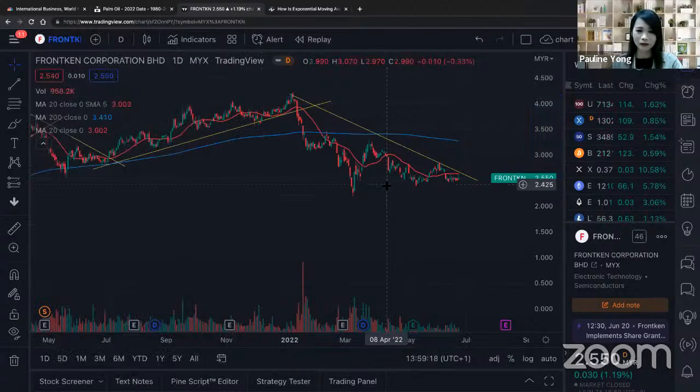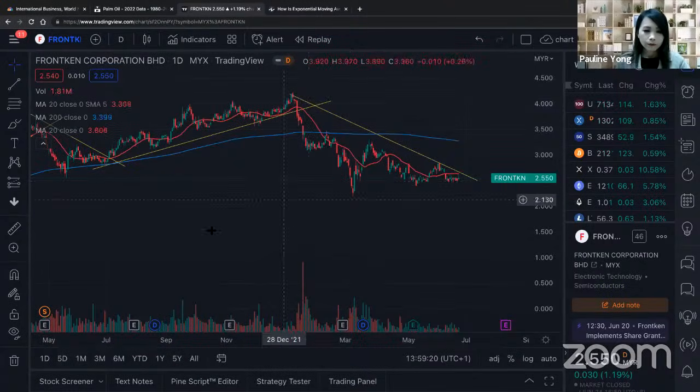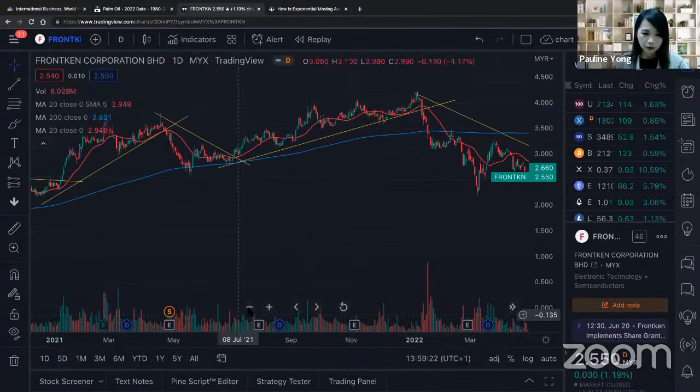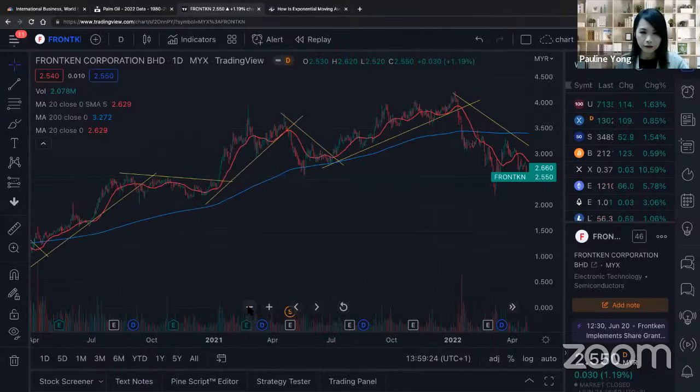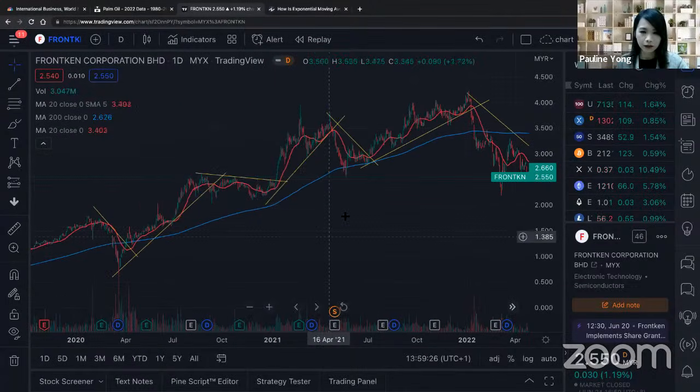Prefer black. Yeah, that's right. So that means if you look at this front can, this technology stock, you see that the moving average works quite well with this stock. Okay, it worked quite well.